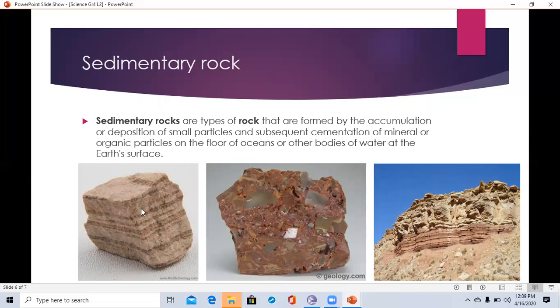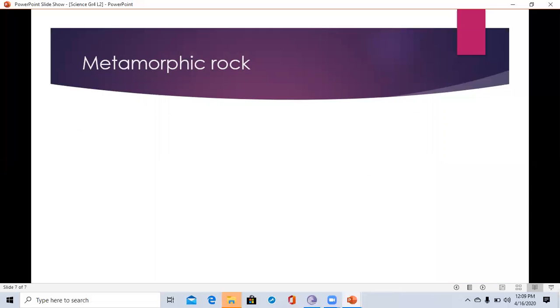So this is a rock that had small pieces of sediment that had fallen on top of one another over time, and this, due to weathering, broke loose and became a sedimentary rock. Now, sedimentary rock doesn't always look like this, so it can also look like the second picture where you can see the pieces of sediment inside of it.